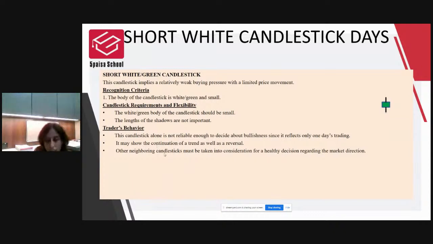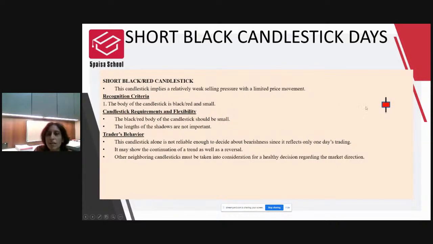Okay. So again, to come to any kind of conclusion, you have to see the neighboring candlesticks, which must be considered for a healthy decision regarding the market. Okay, so this was a short white candlestick or a short green candlestick. Now, let's come to the short black candlestick, or short red candlestick.